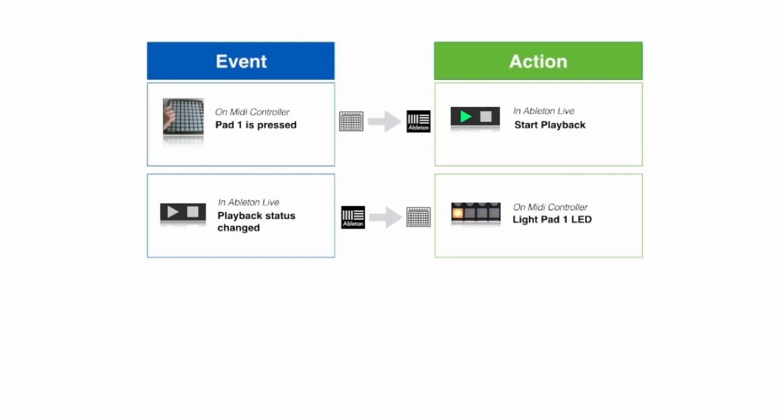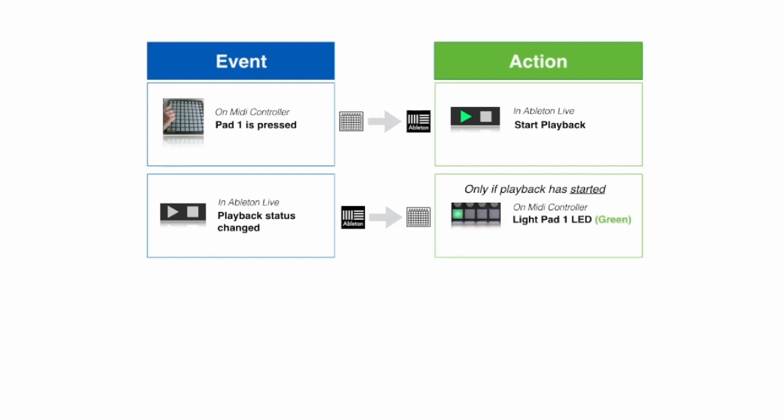Instead of simply running an action after an event happens, you can set the action to run only if a certain condition is met. Let's say you now want the action light up pad 1 LED to only happen when playback is started in Ableton. You can add a condition which first checks that Ableton's playback is playing and only runs the action if playback is started. To visually show that playback is started on your MIDI controller, you could also set the pad's LED to display as green.